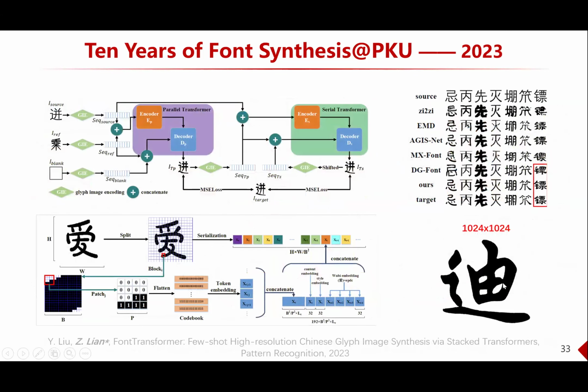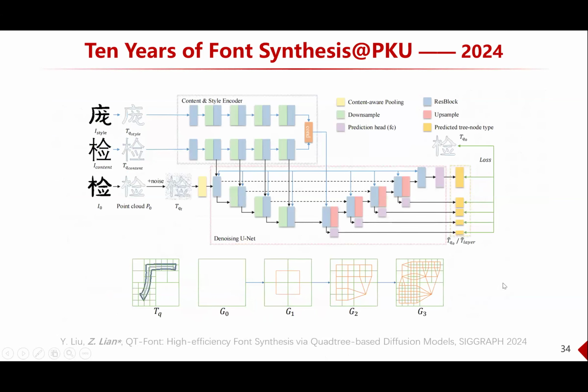And last year, we adopted dual transformers for high-quality, high-resolution Chinese glyph image synthesis. The idea is to apply the parallel transformers to avoid the accumulation of prediction errors, and utilize the serial transformers, another transformer, to enhance the quality of synthesized strokes. And recently, this year, we proposed QT-Font, an efficient quadtree-based diffusion model specifically designed to handle the task of efficient few-shot font synthesis.